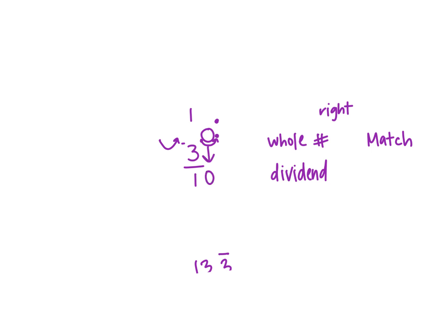3 divides into 10 3 times. 3 times 3 is 9. And subtract. I already have a decimal, so I don't need to add another decimal. I was noticing this mistake quite often yesterday. I don't know if it was this class or my other class, but I noticed that people were trying to put 2 decimals in there. If I already have one, I don't need to add another one. I just need to add his best friend so that I can continue dividing.